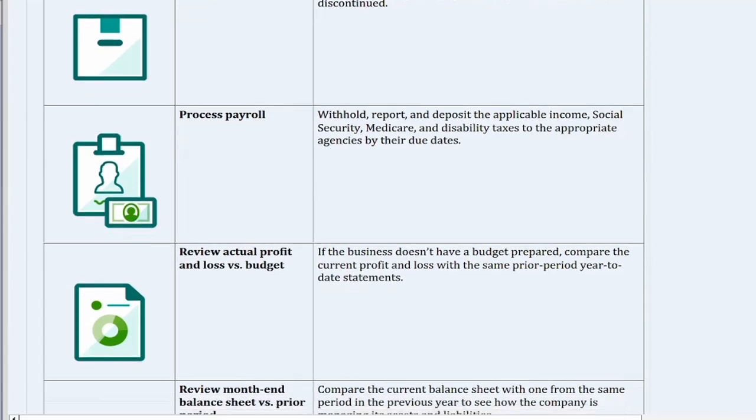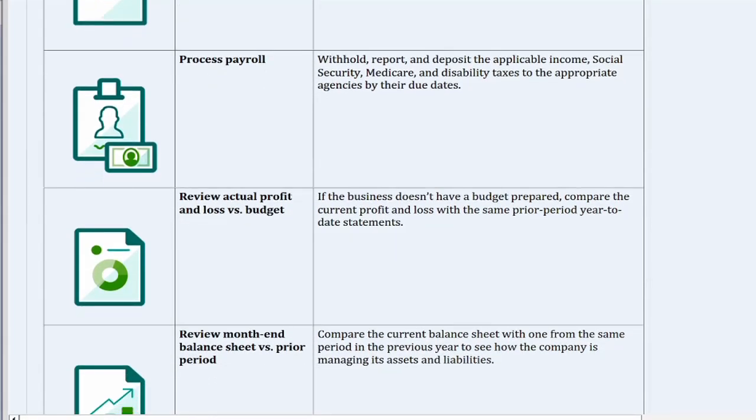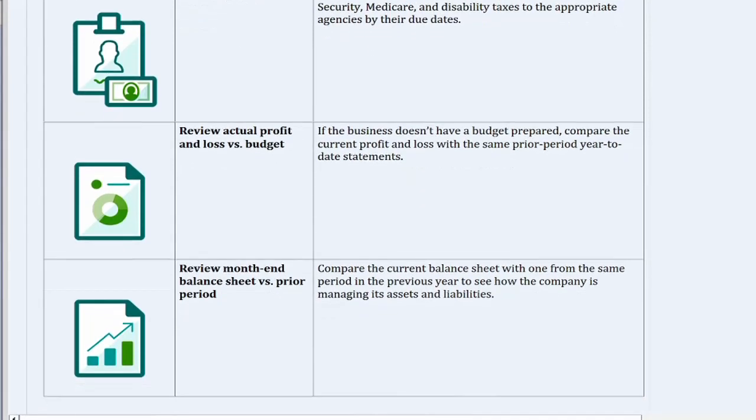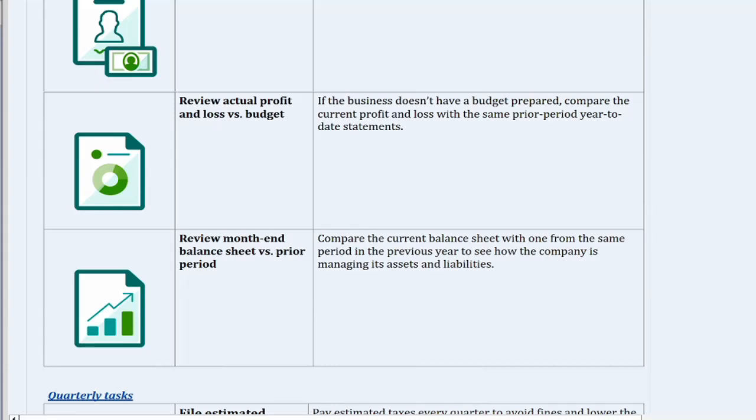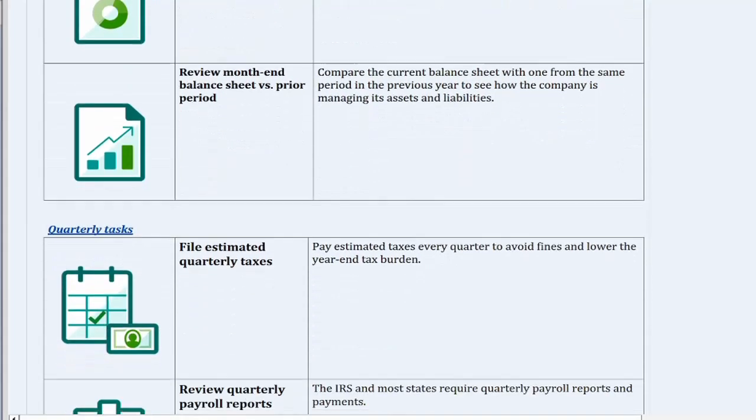Process payroll. Withhold, report, and deposit the applicable income, Social Security, Medicare, and disability taxes to the appropriate agencies by their due dates. Review actual profit and loss versus budget. If the business doesn't have a budget prepared, compare the current profit and loss with the same prior period year-to-date statements. Review month-end balance sheet versus prior period. Compare the current balance sheet with one from the same period in the previous year to see how the company is managing its assets and liabilities.